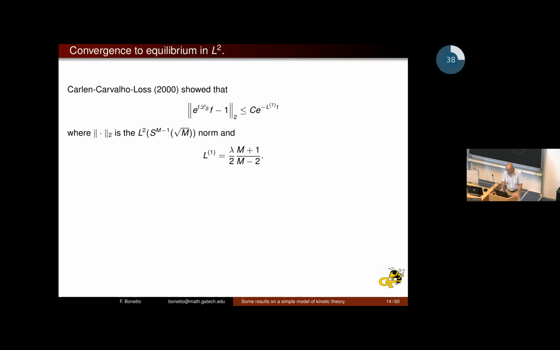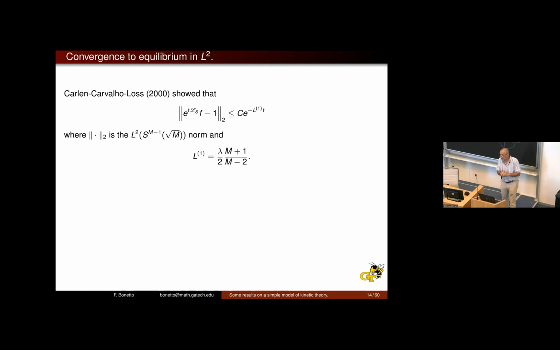Now, the classical result is that this operator L is self-adjoint in L2. That's easy to see. And you can exactly compute the gap. That was conjectured by Kac, proved to be uniform in N by Janvresse, and then Carlen, Carvalho and Loss computed the exact value. That is the one given there.